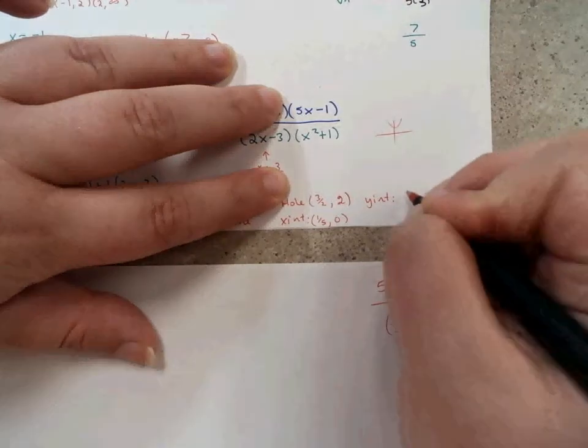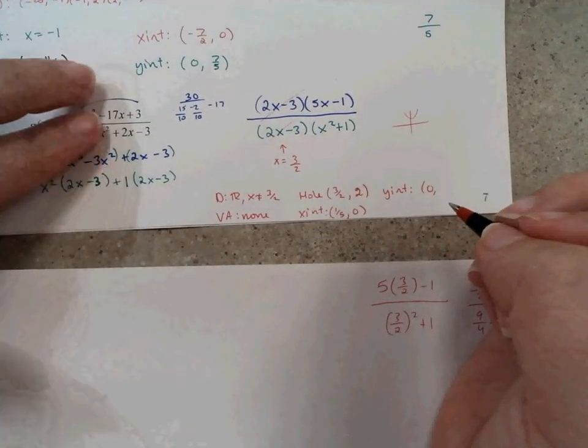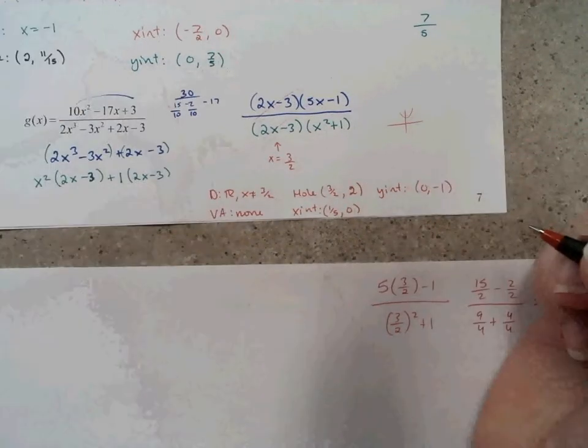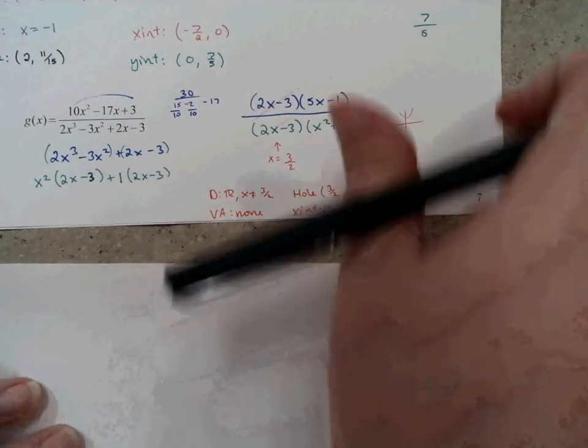And then y-intercept is when x equals 0. So I like to go back to the original, and I cover up everything with an x, and I'm left with 3 divided by negative 3, which is negative 1. And there we go. Okay.